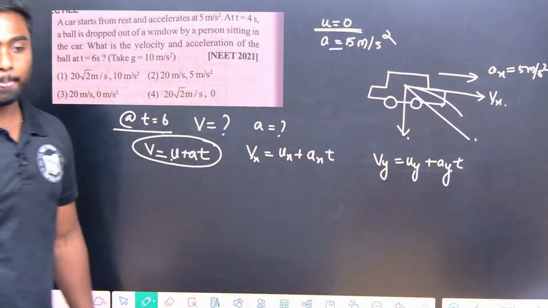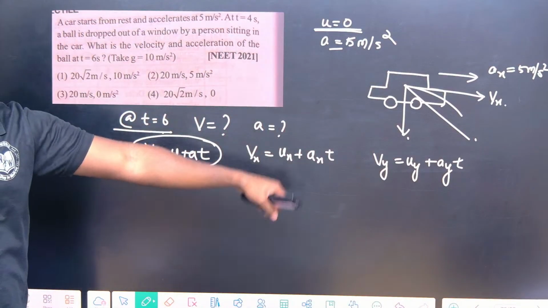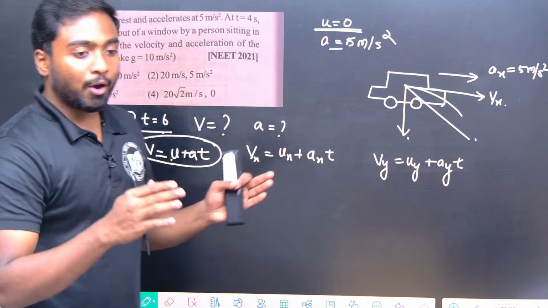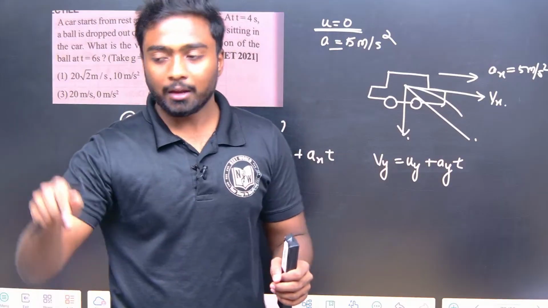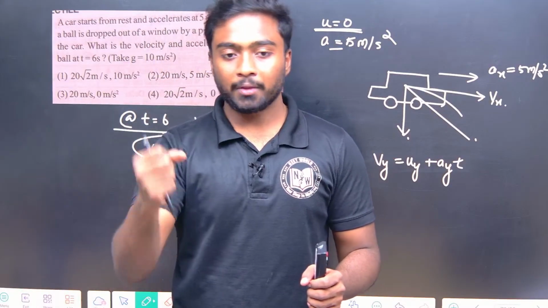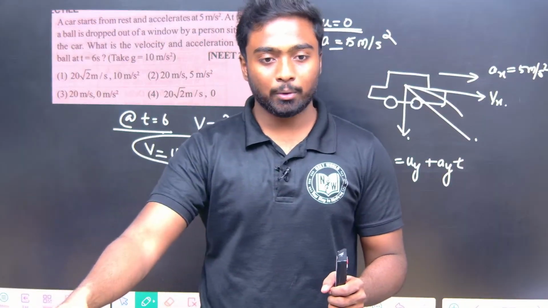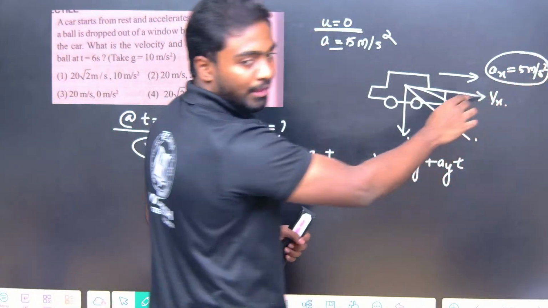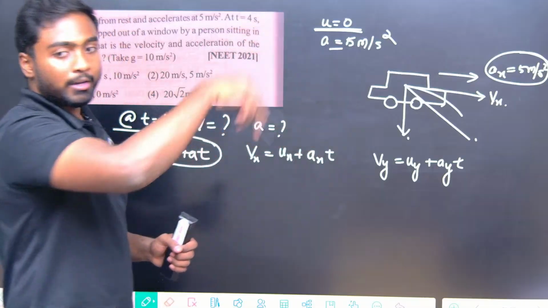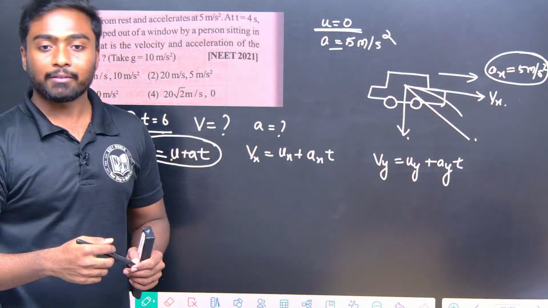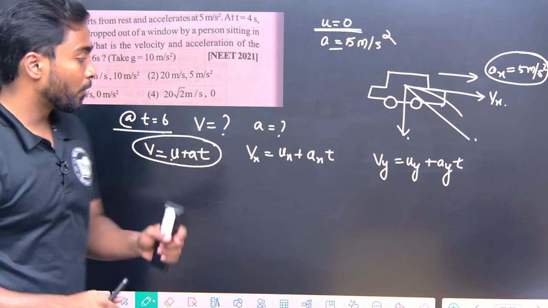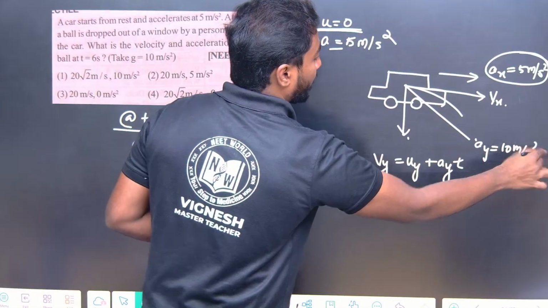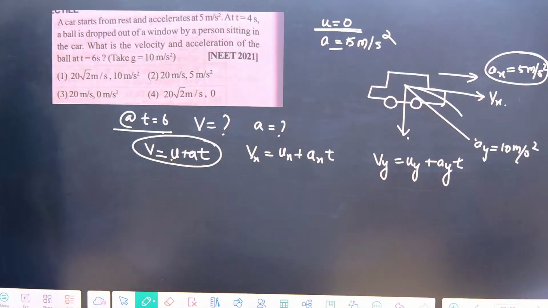What is ay now? Acceleration due to gravity. I am just dropping like this, the object will go in this direction only. If a car is at rest and I drop something, it will go down directly. If I am moving forward and I drop something, it will come a little bit with me and then go down. So the horizontal acceleration they have told is 5, but they have not told about the vertical. The vertical thing I should take as gravity, due to gravity only it's falling down. So I should take ay as 10 meter per second square.